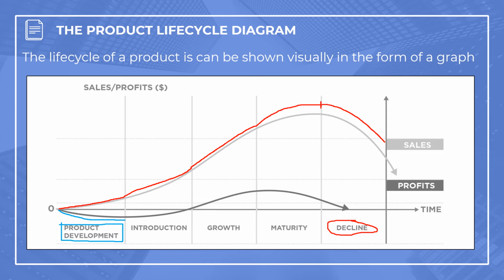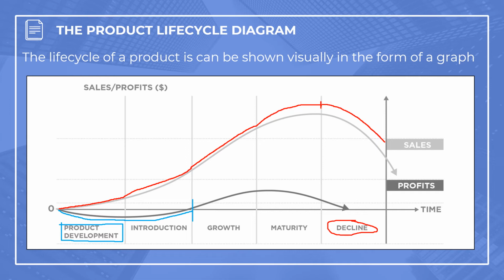So because we are spending quite a lot of time producing the item and spending money to get it to work and test it properly, and then to start spending money on marketing as we introduce it to the market, you can see that all the profits are below 0 at the moment. We are making a loss. As the item starts to grow, this is where we will start to see an increase in profits.